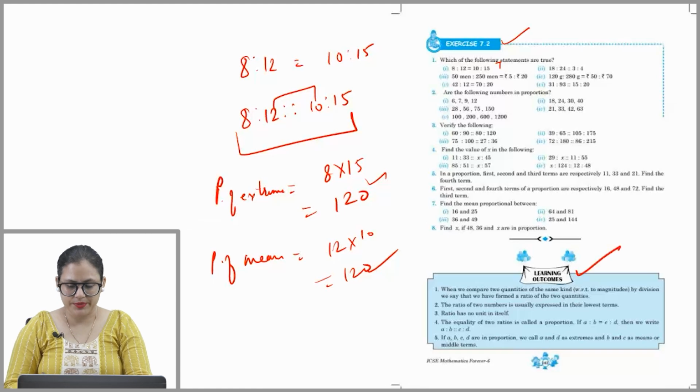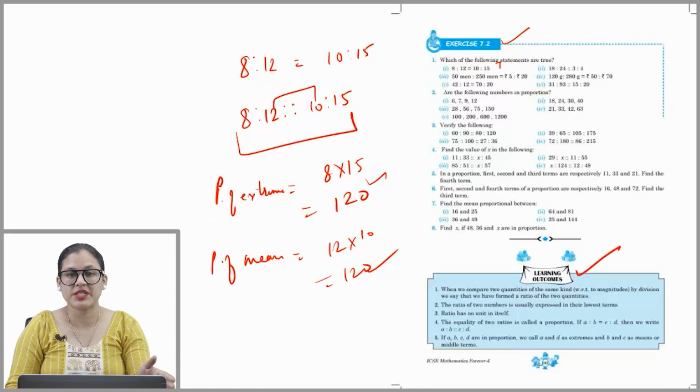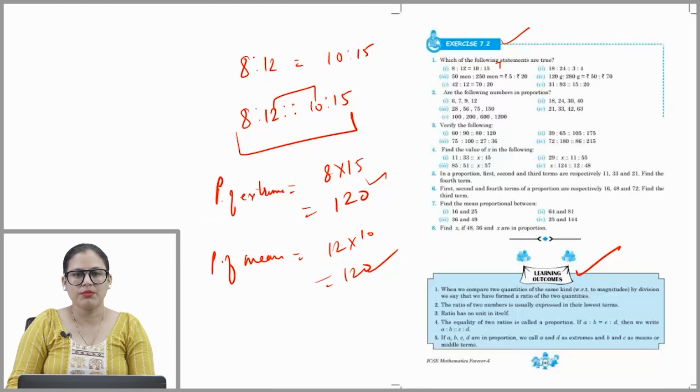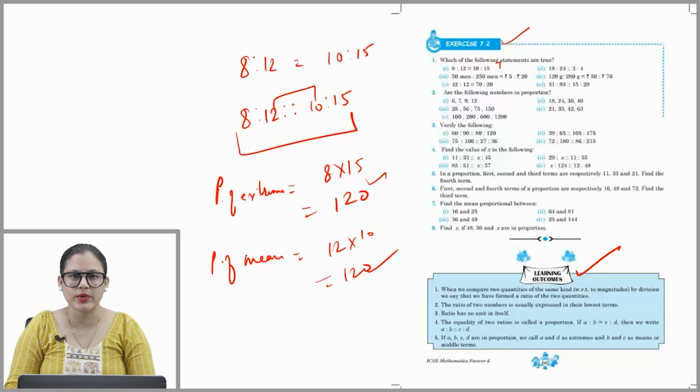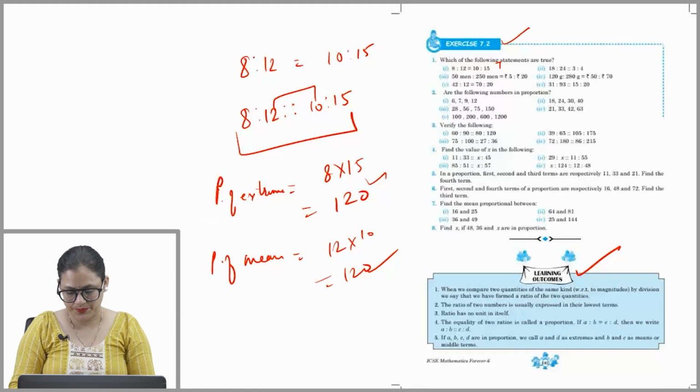Now, learning outcomes. Number 1, when we compare two quantities of the same kind with respect to magnitudes by division, we say that we have formed a ratio of the two quantities. Number 2, the ratio of two numbers is usually expressed in their lowest terms. 3, ratio has no unit in itself. 4, the equality of two ratios is called a proportion. If A is to B is equal to C is to D, then we write A is to B such that C is to D.